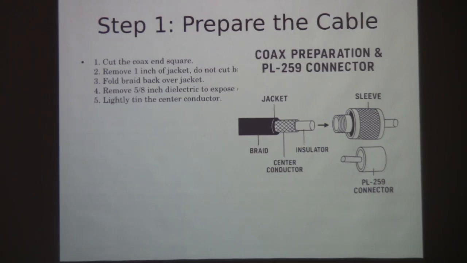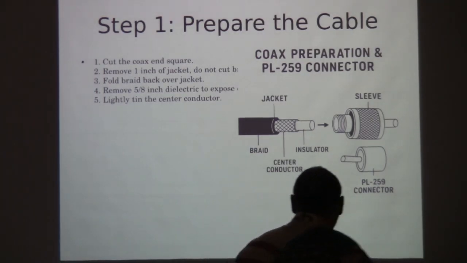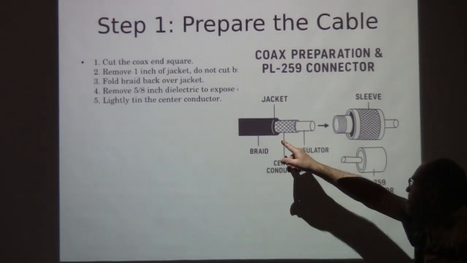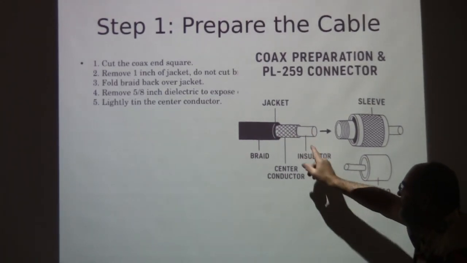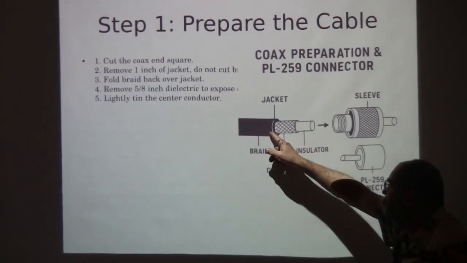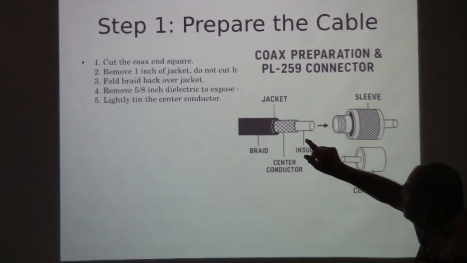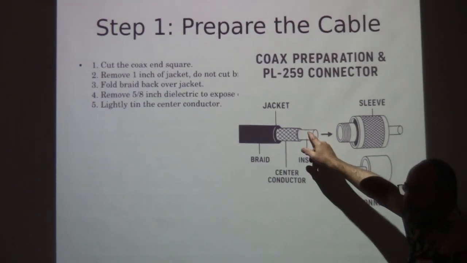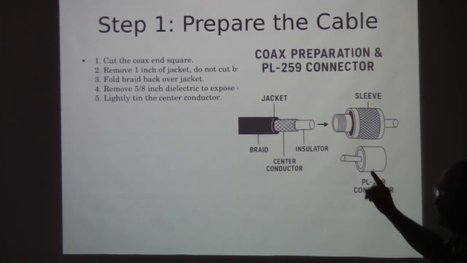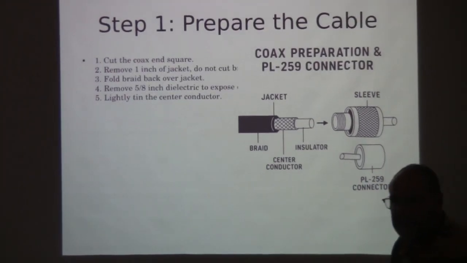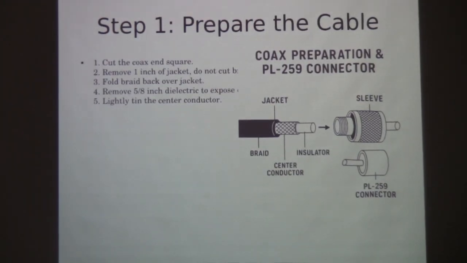So you're going to cut the coax end square, and then you're going to remove an inch of the jacket, but you want to not cut into the braid here, but you need to cut an inch off of here so you have braid and enough for this to stick out. And then you're going to fold the braid back over the jacket here, and then you're going to remove 5/8 of an inch of the Teflon material from the center conductor. And then you're going to very lightly tin the center, very lightly, so it'll still stick through the connector.